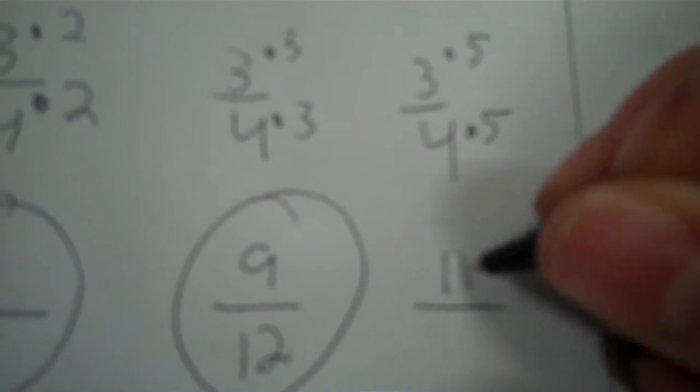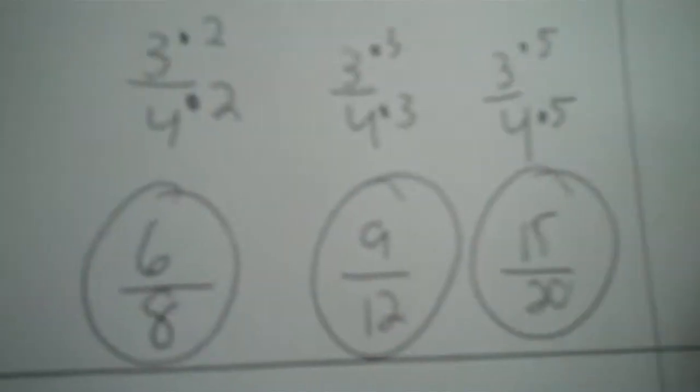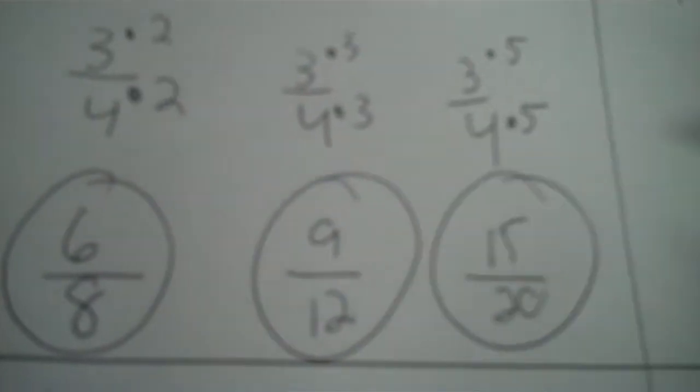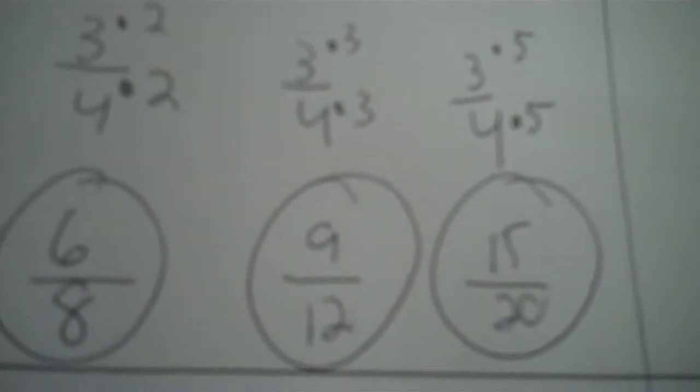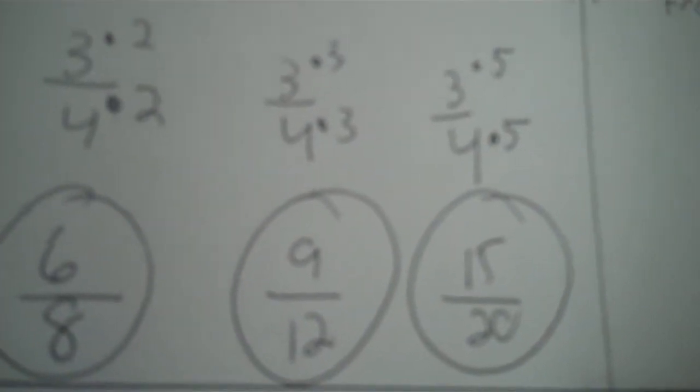So 3 times 2 is 6, 4 times 2 is 8. Use a calculator if you need to. There's your first one. 3 times 3 is 9, 4 times 3 is 12. And then 3 times 5 is 15, 4 times 5 is 20. Okay, so that's three equivalent fractions to 3/4. Equivalent means it's the same thing. Okay, here's why it's the same.